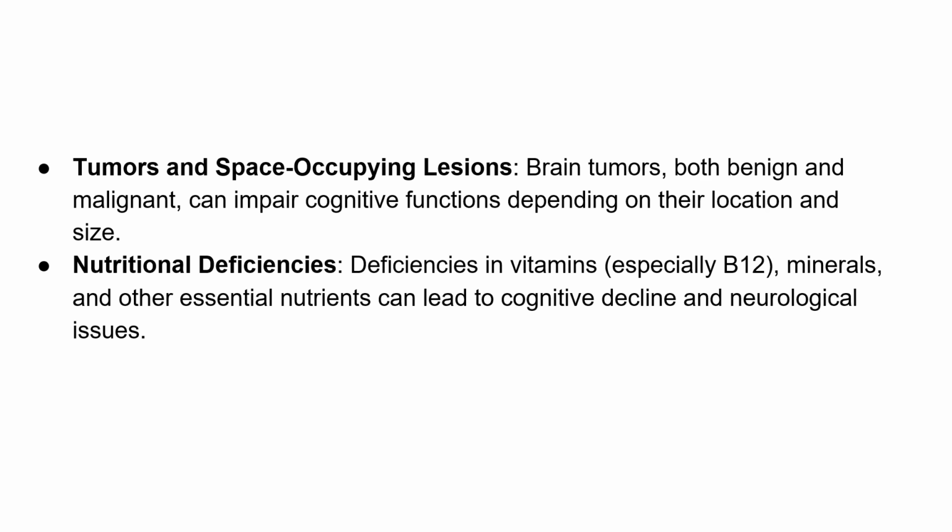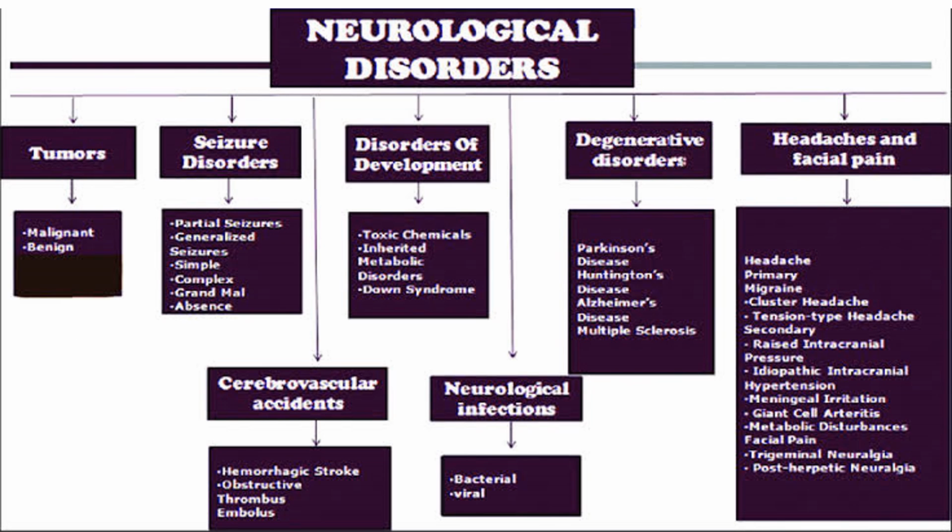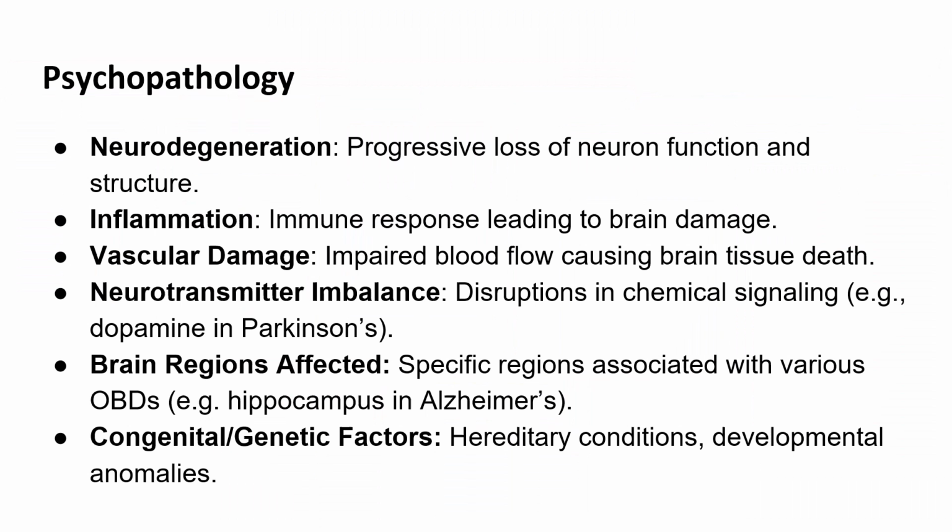Again, tumor and space occupying lesion and nutritional deficiencies like B12 deficiency. Again, this is also the same short form of what we have already seen. Now, what happens in the brain structurally and at the micro level when we talk about the organic brain disorder?